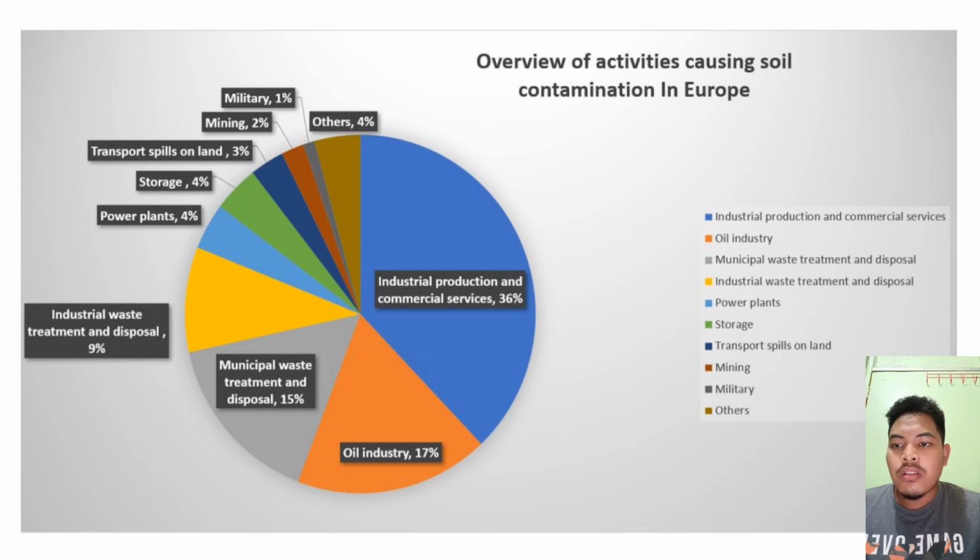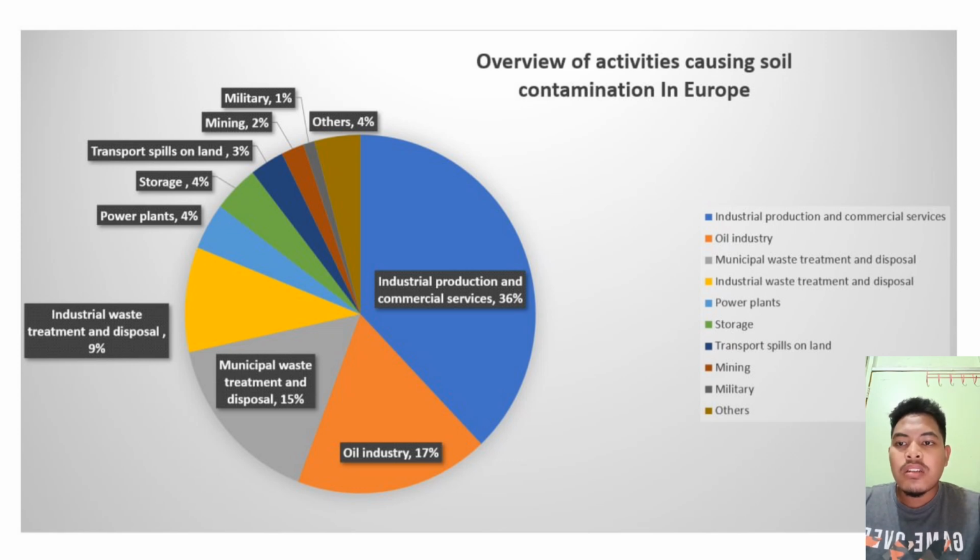followed by oil industry 17%, municipal waste treatment and disposal 15%, industrial waste treatment and disposal 9%, power plant 4%, storage 4%, transport spill on land 3%, mining 2%, military 1%, and other 4%.